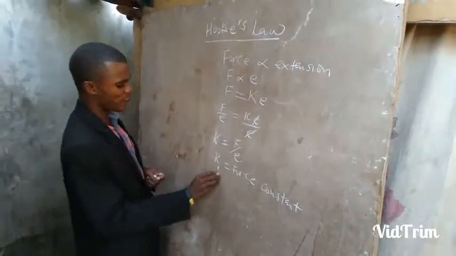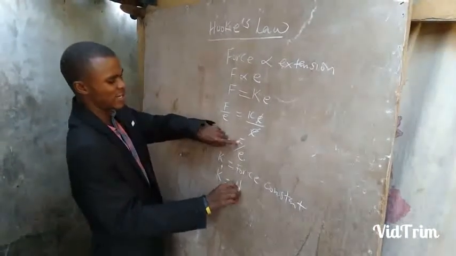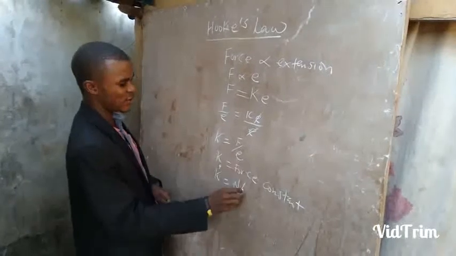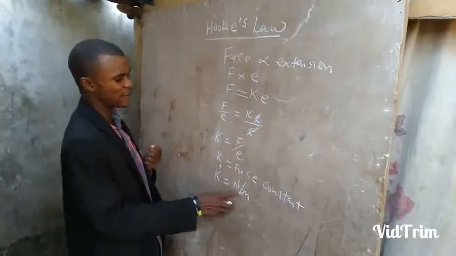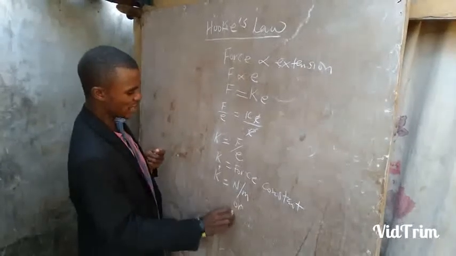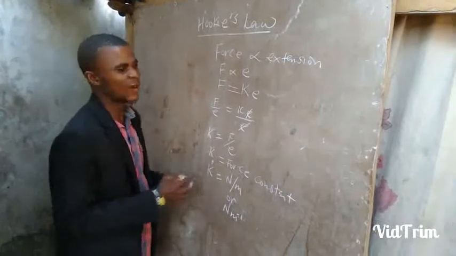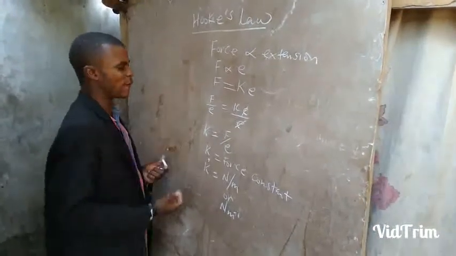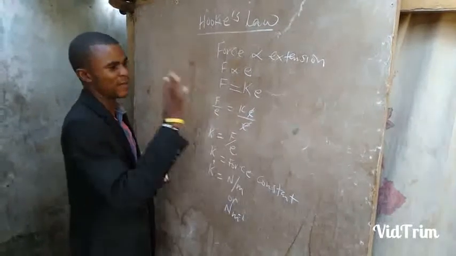The SI unit for force constant is, the force is in Newton, divided by the extension, which is in meter. So the SI unit for force constant is Newton per meter, or you write it this way, by the law of indices, the same as Newton per meter. That is how you can get the analysis. So therefore, the force constant is F divided by E, force divided by extension.